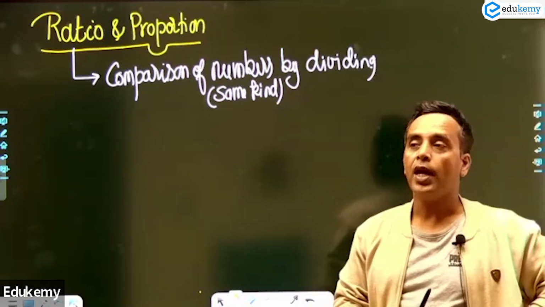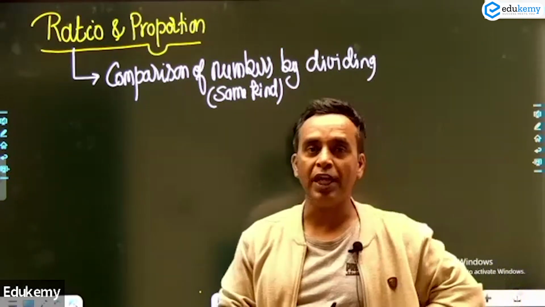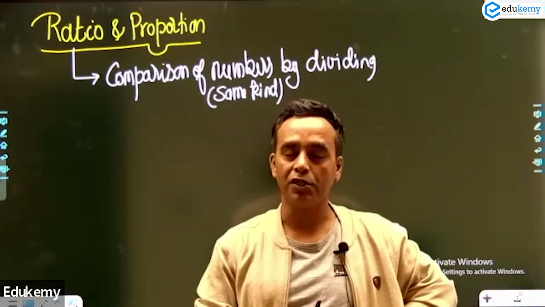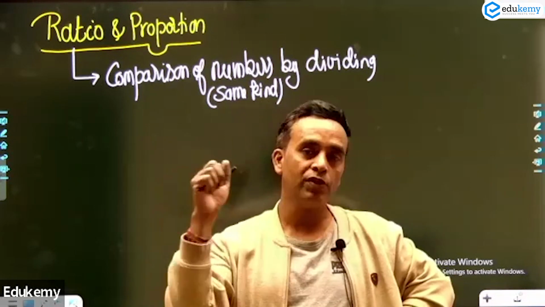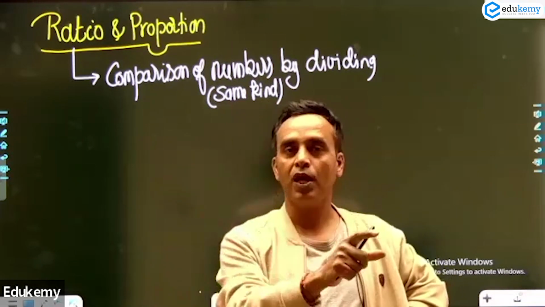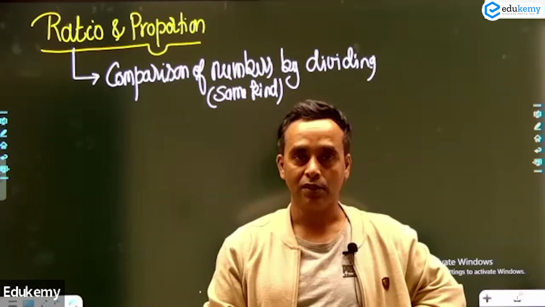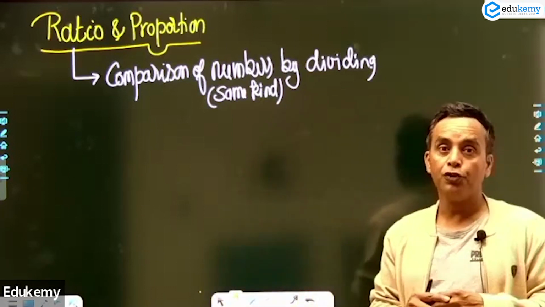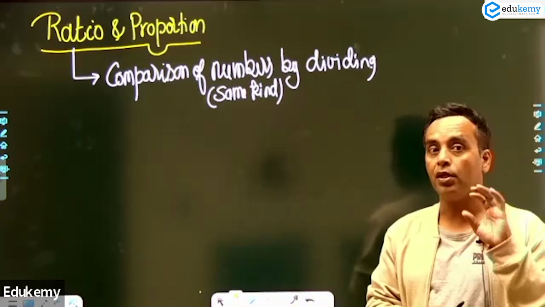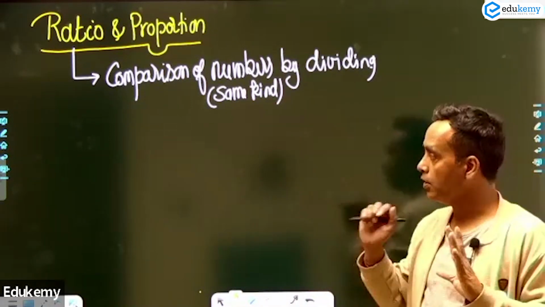Same kind means I cannot compare the salary of A with the age of B. No, that's not a ratio. Ratio means both salary or both age. I cannot compare hours with minutes. Both should be hours or both should be minutes. So the simple thing is that the unit of both quantities must be the same if you are comparing numbers. So what is the ratio?